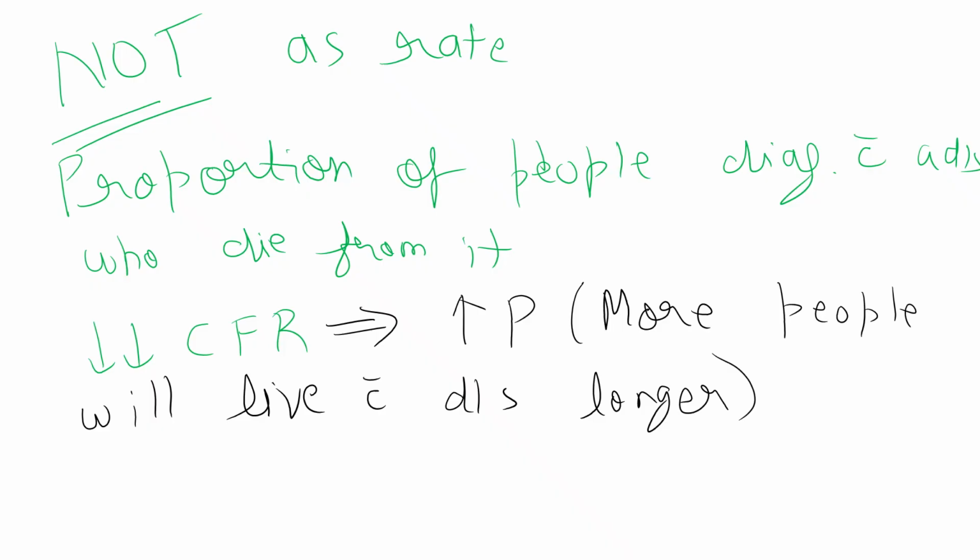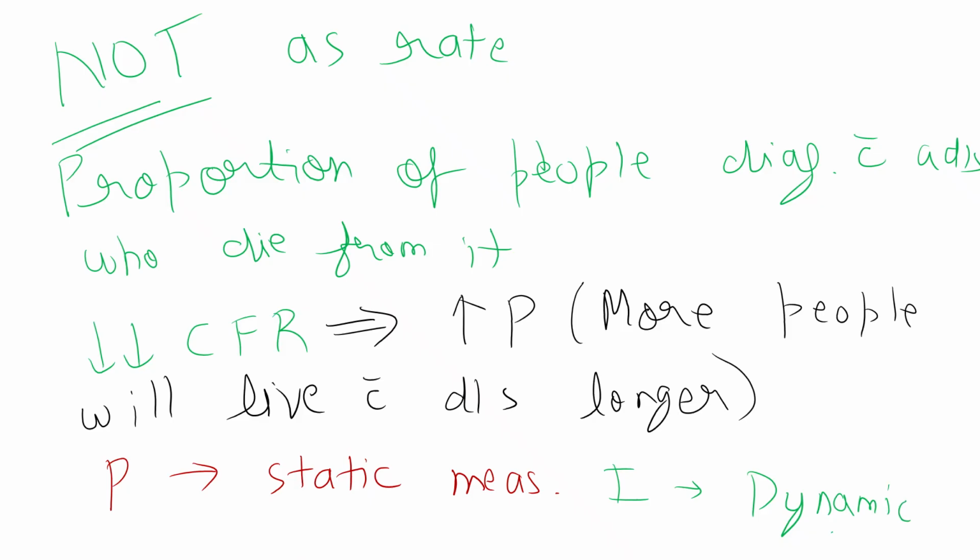This is extremely important. So to conclude today's discussion, what I would like to say as a take home message, prevalence is a static measure which is taken at a point of time, whereas incidence is a dynamic measure taken over a certain period of time. Okay, this brings us to an end of today's topic. Bye.